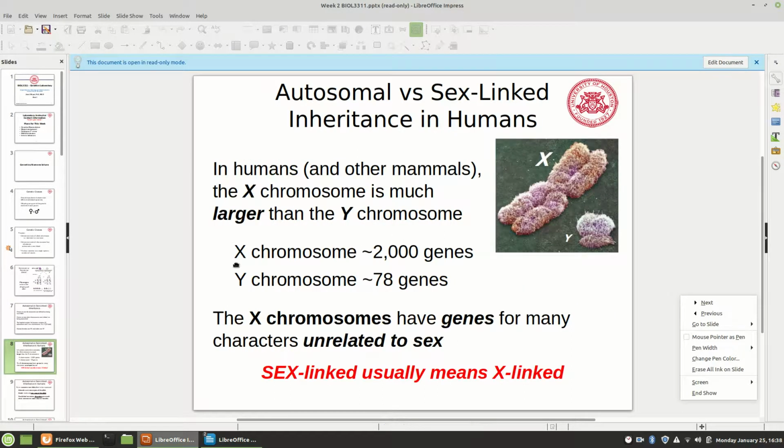So the X chromosome is much larger. It has approximately 2,000 genes, whereas the Y chromosome only has 78. This has been revised. There are more than that now. We know they were kind of hidden there. But still, the Y chromosome doesn't have a lot of genes. It's very small. Here you can see the size. This is the X and this is the Y, but it does have more than 78.